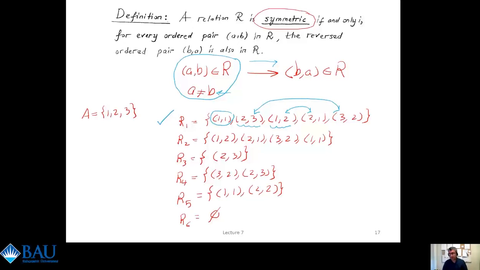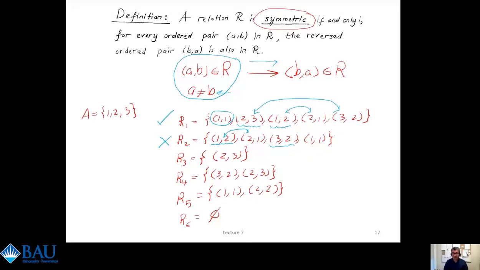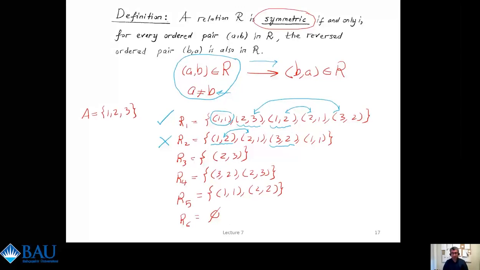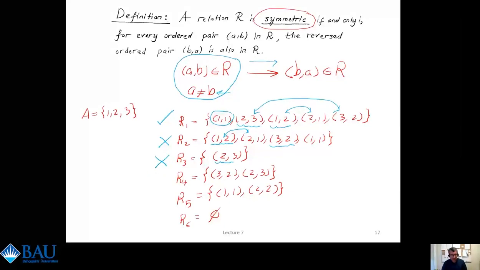Go to R2. Pick numbers that are different. 1, 2. Do we have a 2, 1? Yes. 3, 2. Do we have a 2, 3? No. Since we have a 3, 2 in the relation but we don't have a 2, 3, this R2 is not symmetric. R3: 2, 3. Do we have a 3, 2? No, so it's not. Do you have any questions so far about symmetric?